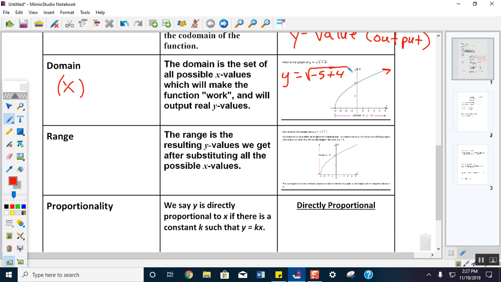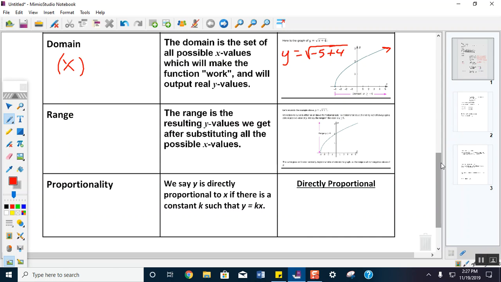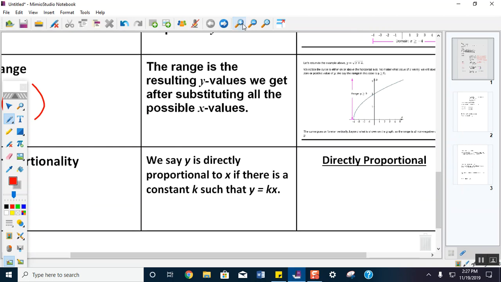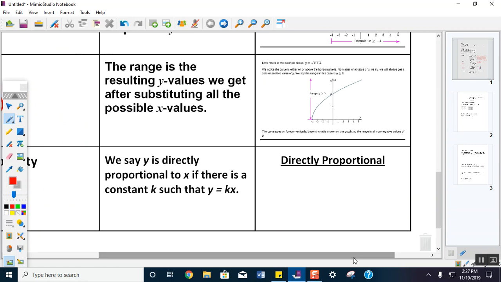All right, so if domain covers the x values, how far left and right my graph goes, what's the range going to cover? Range would cover, not x values, but the y values of a function. And same graph right here. I can't read this up here because it's pretty small, but I know you have it in your notes. It says for the function y equals the square root of x plus 4, we notice that the curve is either on or above the horizontal axis. No matter what value of x we put in, we're always above the x-axis.